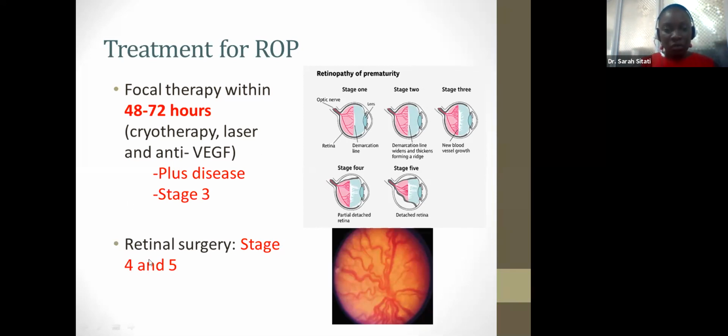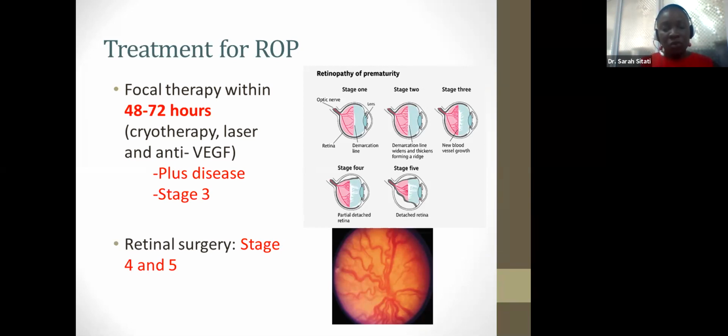When we go to surgery, we do surgery when we're in stage 4 and stage 5. Remember what we were talking about: stage 1, we have a line; stage 2, we have a ridge; and then stage 3, now we have the ridge becoming thicker with vascular proliferation on it. But in stage 4, if you look at this diagram at the top, there's a line there. This is when the retina starts to detach. This cannot be sorted out by any focal therapy. It needs surgery. Stage 5, you have a completely detached retina. This will require surgery. So by the time we are going to surgery, we have failed the baby, basically.